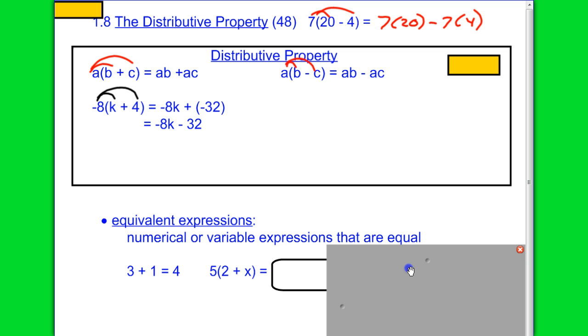With an algebraic expression like that, we could write 5 times the quantity 2 plus x. Or how could we write that, Audrey? 5 times 2, which is 10, plus 5 times x, which is 5x. So there you go. We're just finding equivalent expressions by distributing today.